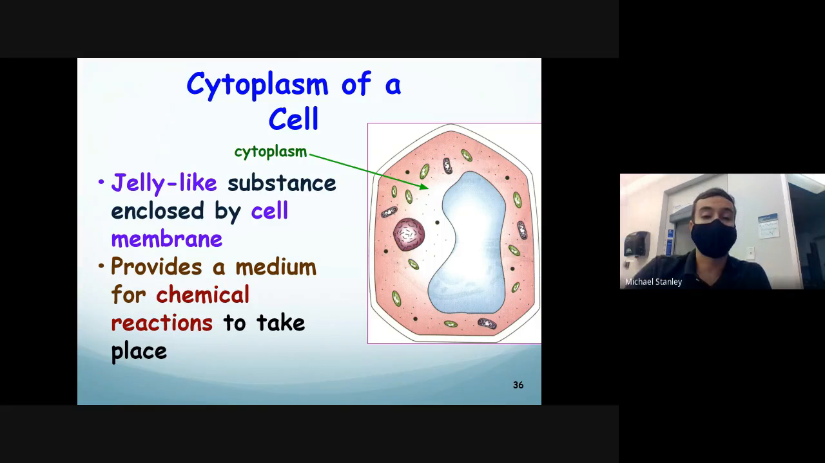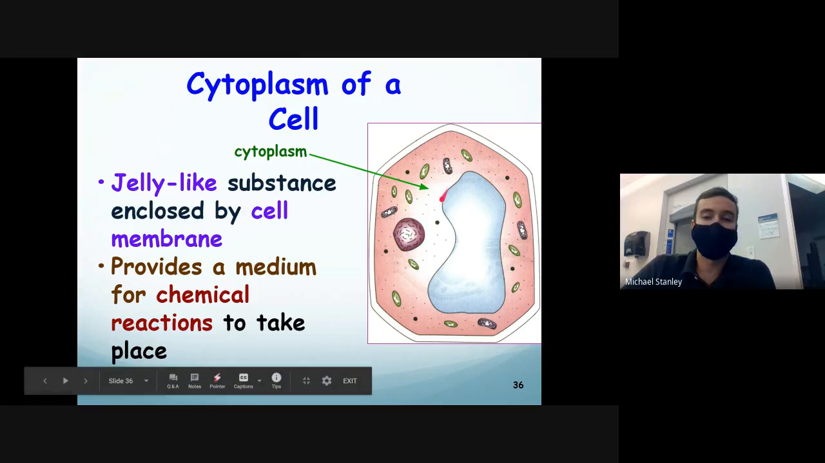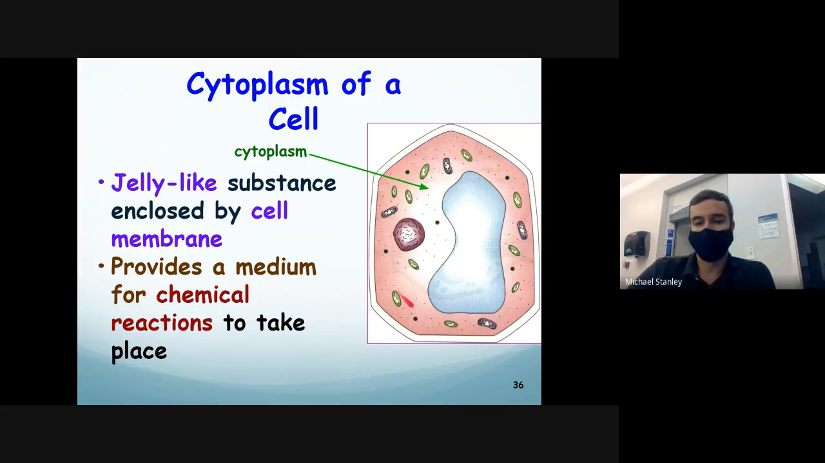Because the cytoplasm is there, the enzymes and the little particles, the amino acids and so on, are all able to come together and do the chemical reactions that they're supposed to do. And remember, enzymes make chemical reactions happen faster, so they lower the amount of time that it takes for these reactions to happen. But all of these reactions inside of the cell are happening in the cytoplasm, in this jelly-like filler material.